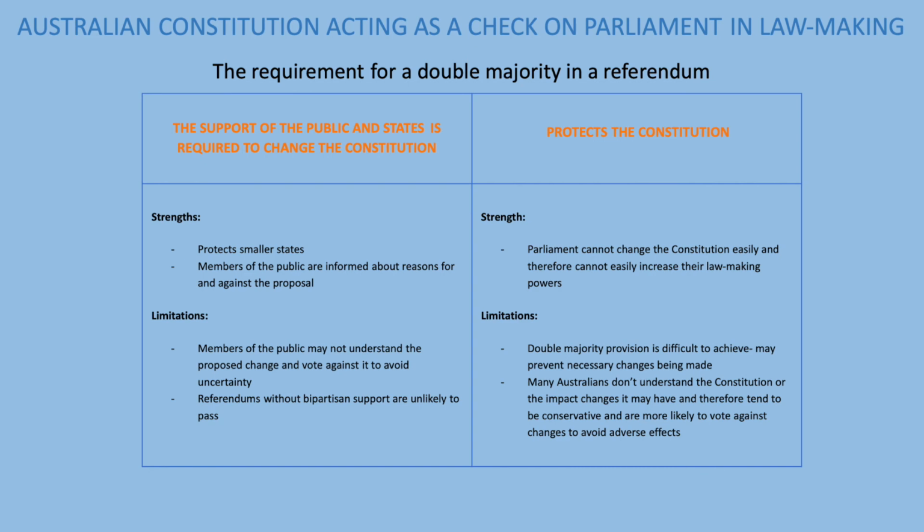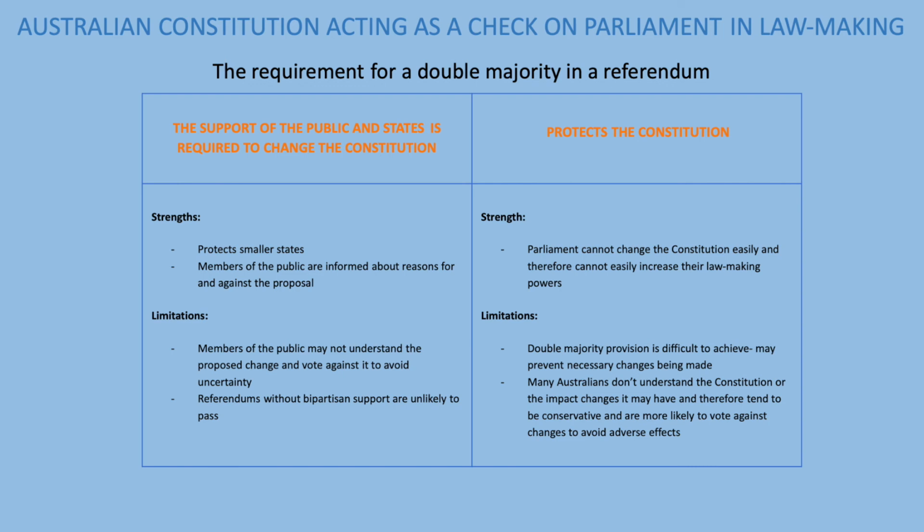the proposal. Some limitations include that members of the public, despite receiving these brochures, may not fully understand the proposed change and therefore vote against it to avoid uncertainty. People usually don't like change, so this could be the easiest and safest option for them. Also, referendums without bipartisan support are unlikely to pass, and this is because there are likely to be conflicting views between political parties.